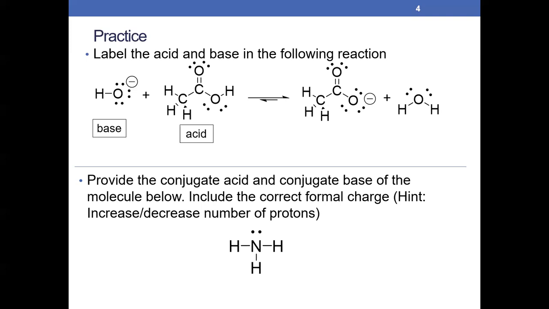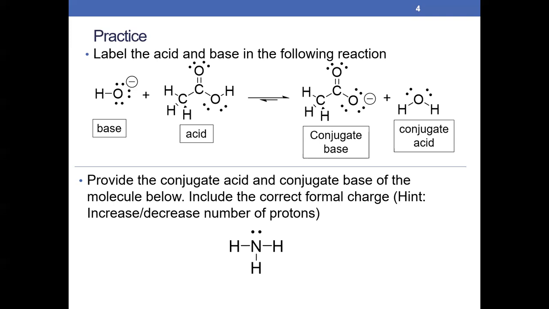Notice as we go to the right-hand side, we have a formal negative charge on that oxygen, one less proton on that acid, and then one more proton on the right-hand side with our corresponding conjugate acid. Thinking about the reverse direction, this is my conjugate acid, my water is donating a proton, and my conjugate base is going to accept that proton in the reverse reaction. That makes sense to everybody? Okay with these labels?